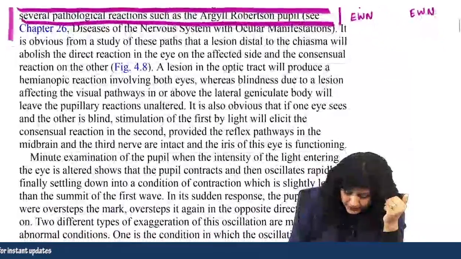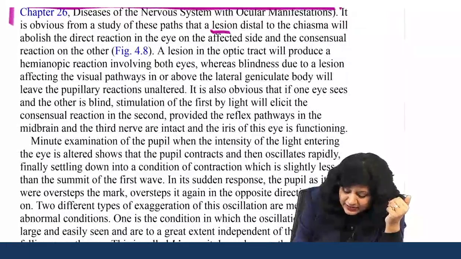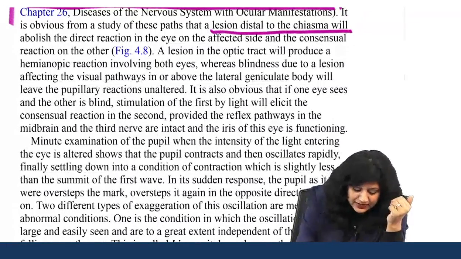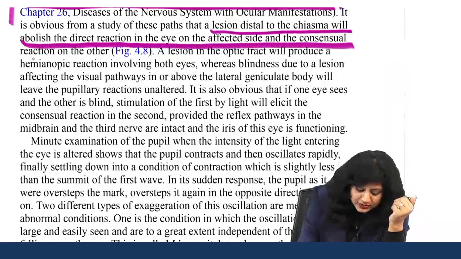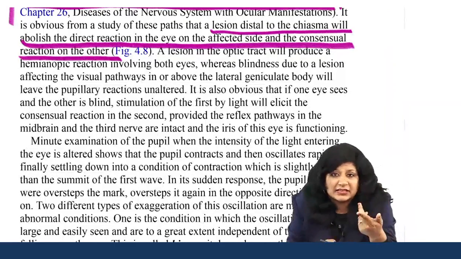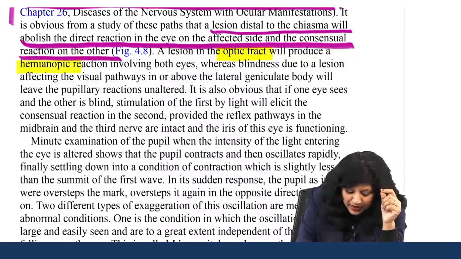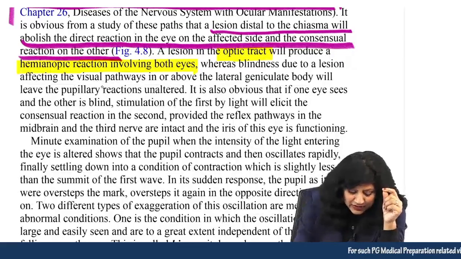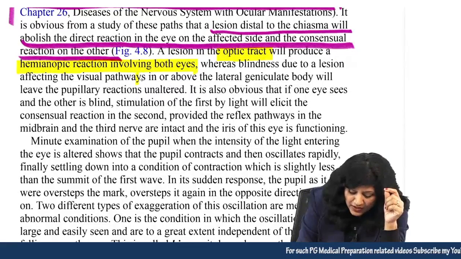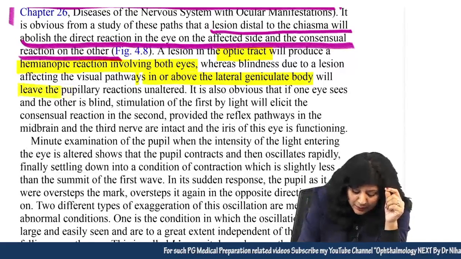Okay, now it is obvious from a study of these parts that if I have a lesion which is distal to the chiasma, then that will abolish the direct reaction in the eye on the affected side, and also the consensual reaction on the other side, right? Now, if I have a lesion in the optic tract, then that will produce a hemianopic reaction involving both the eyes, whereas the blindness due to a lesion which is affecting the visual pathway in or above the lateral geniculate body will leave the pupillary reactions unaltered.